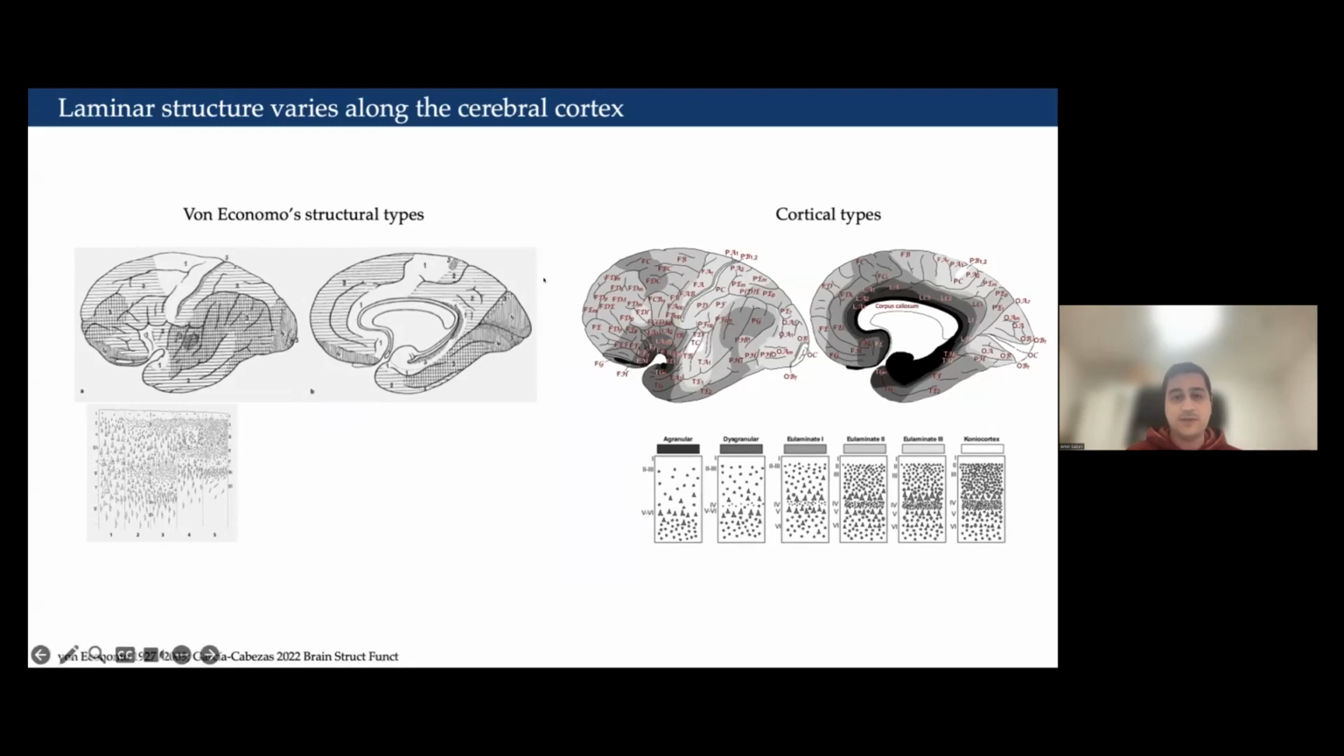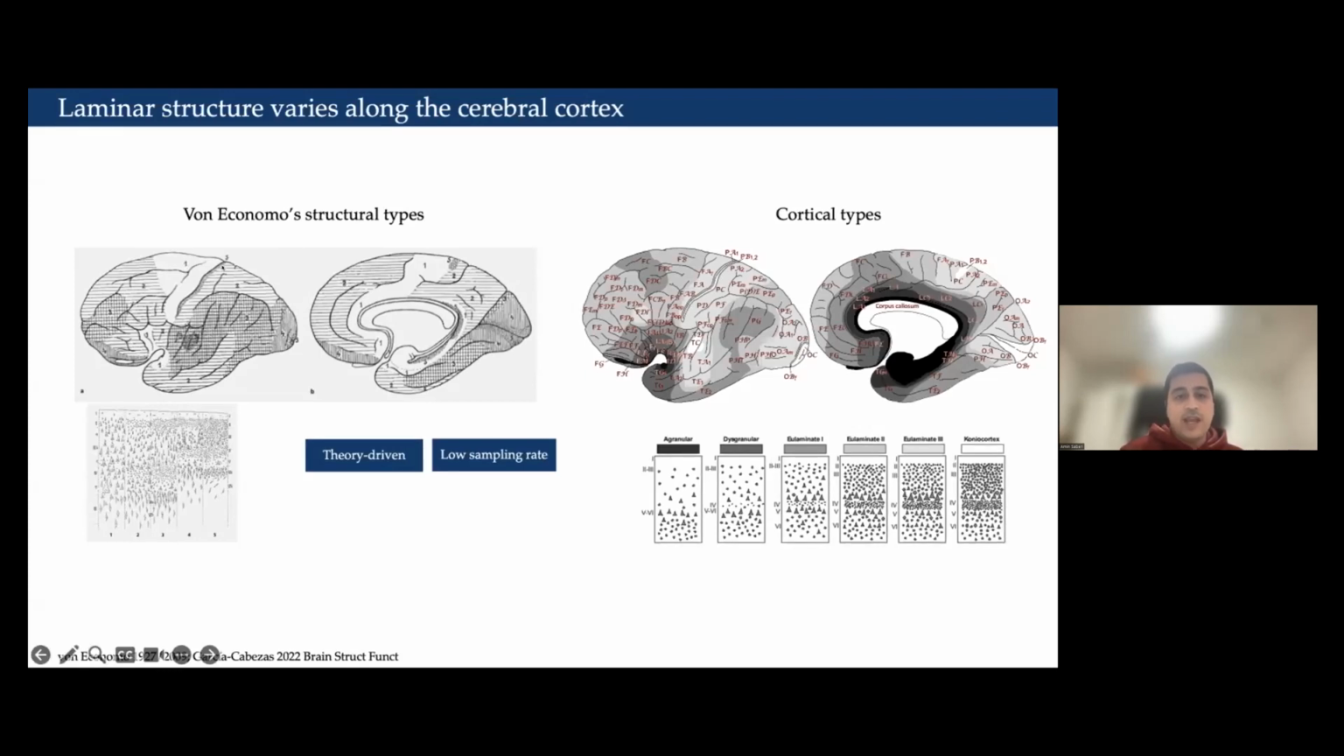While this previous research has been very helpful, it has been mostly based on theory, meaning that expert histologists and anatomists looked at samples of cortical tissue and tried to categorize them into different categories of laminar structure, as you can see here. It has also been based on data with a low sampling rate, meaning that it doesn't cover the entirety of the cortex.